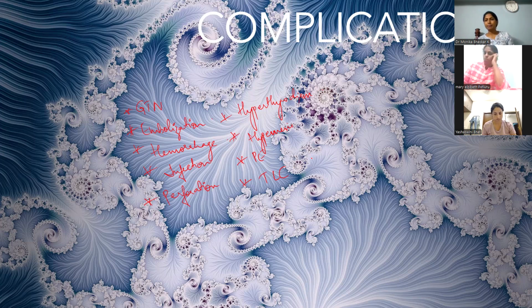So as she told, development of GTN, trophoblastic embolization to the lungs and the brain, and also it might lead to hemorrhage or infection, perforation of the uterus, hyperthyroidism, hyperemesis, preeclampsia, and certain complications of the theca lutein cyst. So what are the complications of the theca lutein cyst? There might be internal hemorrhage, there might be rupture of the theca lutein cyst, or because of the heaviness of the ovaries, they might also undergo torsion. So these are the very important complications of molar pregnancy.